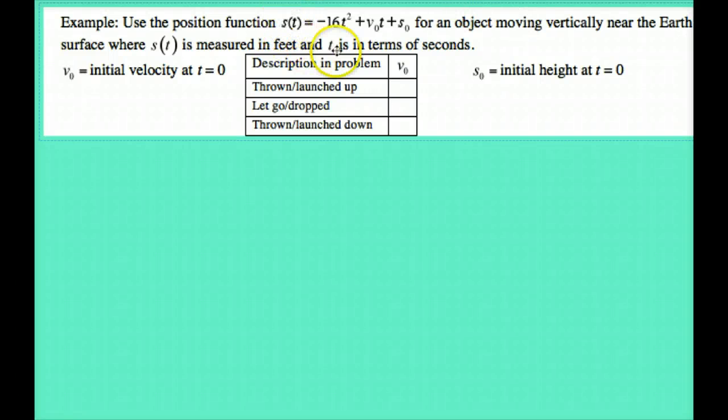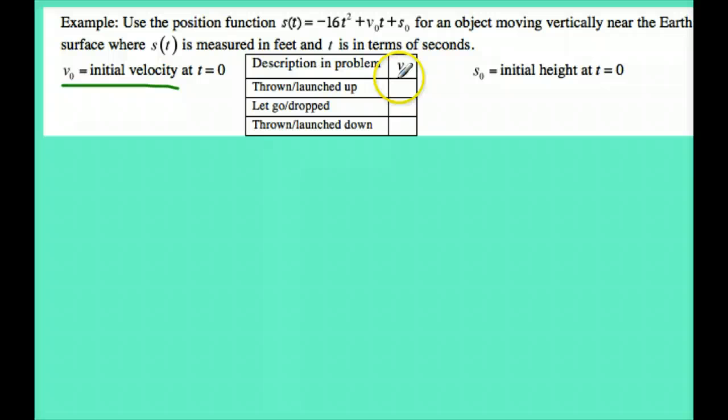So if I am at the Earth's surface and I don't have an equation given to me, I'm going to focus on this position function. It says s of t is measured in feet and t is in terms of seconds. So a few key words to take a look at is initial velocity. Initial velocity means my starting velocity. Was I at rest? Was I thrown up in the air? Was I thrown down? Was I let go?